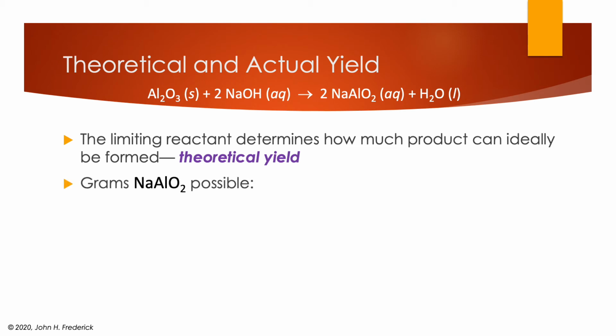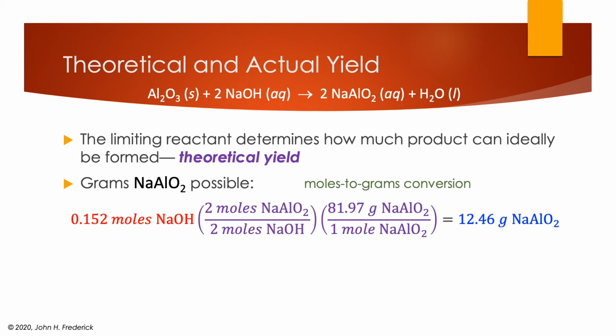So if we were to calculate the total number of grams of aluminum sodium dioxide that are possible from this calculation, this is basically a moles to grams stoichiometry conversion, and we would have an equation that would look something like this. If this is seeming foreign to you, go back and look at the earlier video and reacquaint yourself with these stoichiometry problems. We started with 0.152 moles of sodium hydroxide. The mole ratio of these two is 2 to 2. That's the coefficient in front of each of them in the balanced chemical equation. And the formula weight of our product is 81.97. So when I get through doing all this multiplication, I should end up with 12.46 grams of our product. That is our theoretical yield.